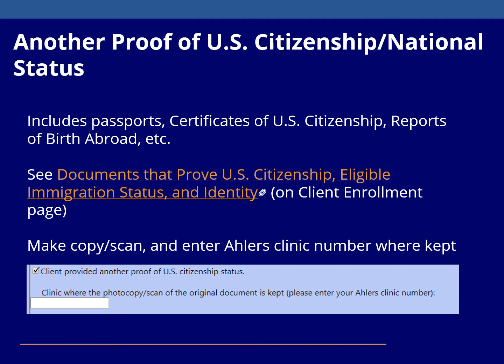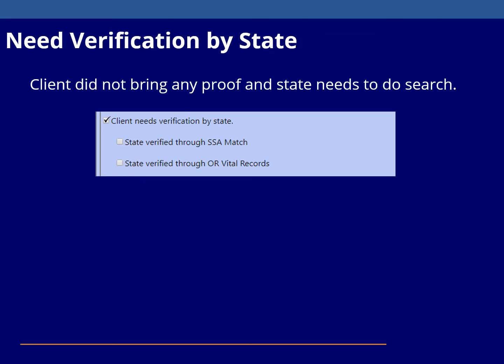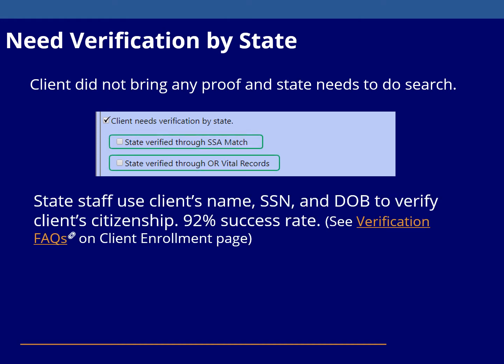If a client brings in a document other than their birth certificate, click the box and make a copy or scan of the document and enter the Ehlers Clinic number where the copy or scan is kept. If a client didn't bring in any documentation, that's okay. Just click the Client Needs Verification by State box.